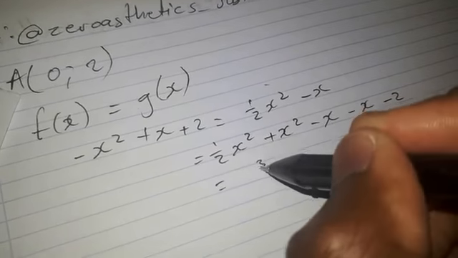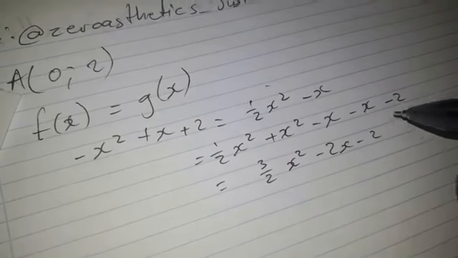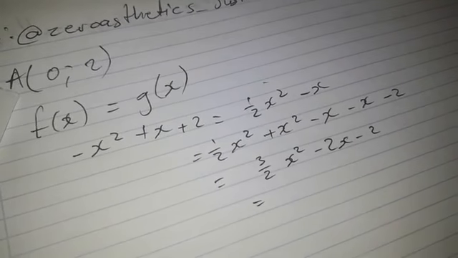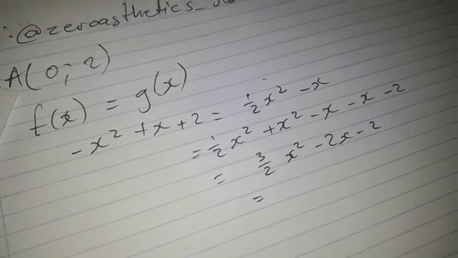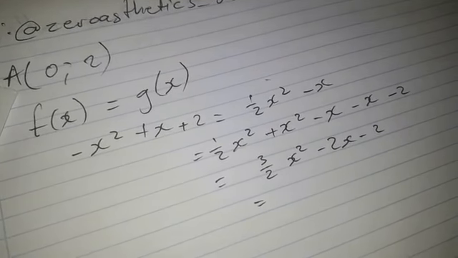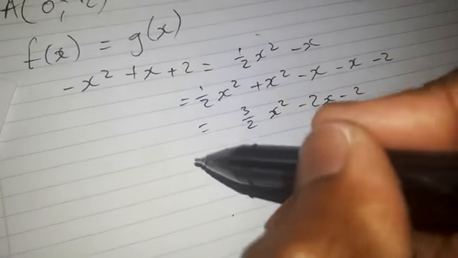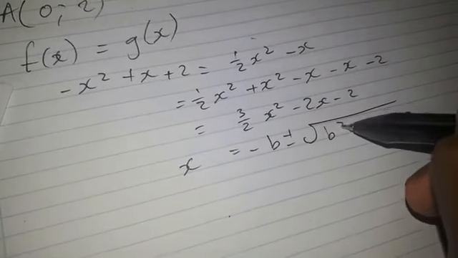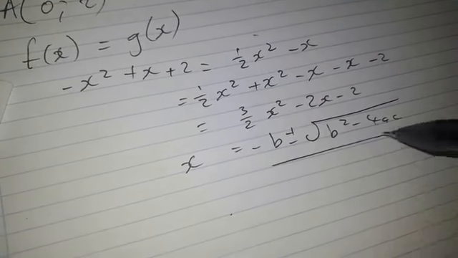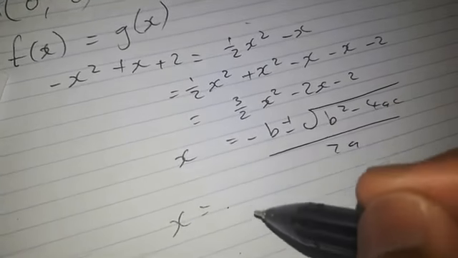So here technically we have 3 over 2 x squared minus 2x minus 2. And this is clearly going to be a quadratic equation. With this quadratic equation, you can just put it into your quadratic formula. There's nothing to worry about here. x equals minus b plus or minus the square root of b squared minus 4ac, over 2a. Even though they are fractions, you don't have to do any funny business.